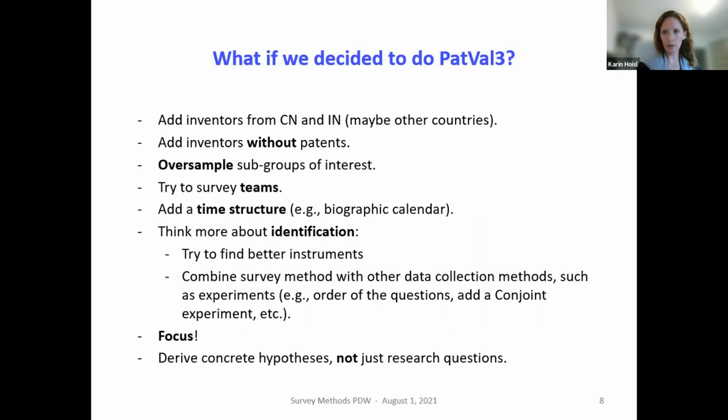I would focus more, in order to not bother people too much with 20 pages of questionnaires. And I would try at least to derive concrete hypotheses and not just research questions before I start the survey. Because if you just have a research question, then you add everything that might be useful, and in the end, you forget 50% of what you actually need. But if you have concrete hypotheses, then it will work. So the message is, it's a powerful methodology if it fits, if you find the right people who can and want to answer your questionnaire. And what you should do is combine it with other data sources and with other methodologies.